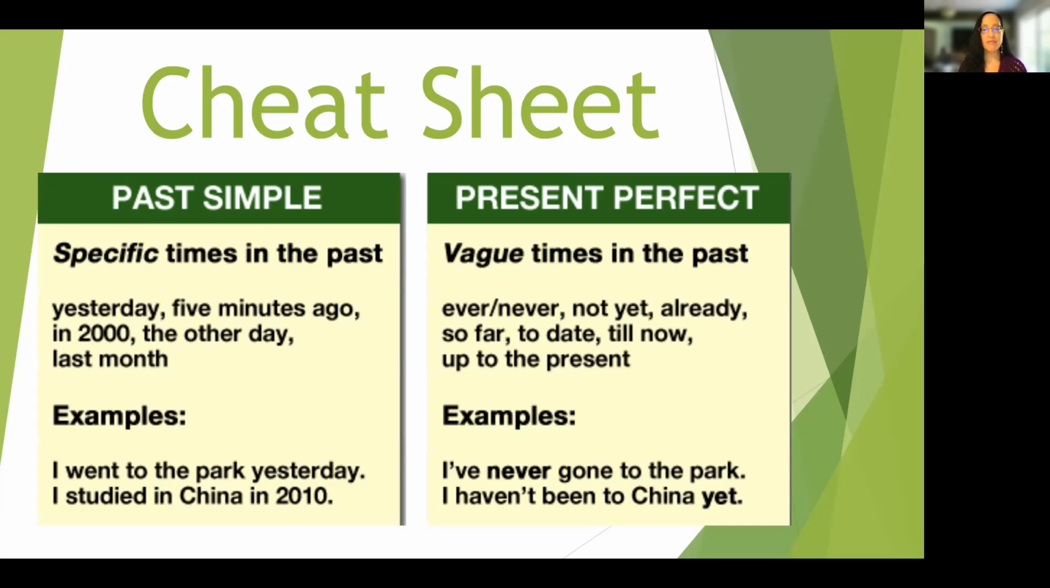Examples: I've never gone to the park. I haven't been to China yet. You see how it's vague, it's unclear, okay? So remember, past simple happened before the present time. It was a specific point in the past, okay? Present perfect is happened in the past and it's continually happening up to the present, okay?